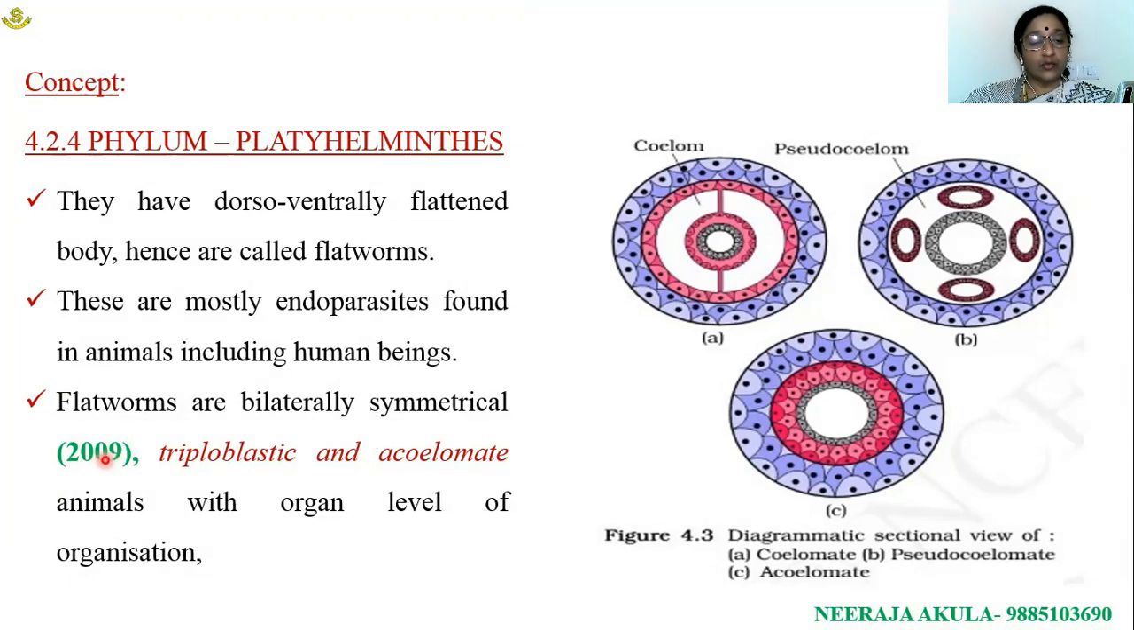It's not 2009, it is 2019. Which of the following animals are true coelomates with bilateral symmetry? See, almost the same question appeared. Consider the following features: organ system level of organization, bilateral symmetry, and true coelomates. Pick out the organisms which are exhibiting such types of symmetries.